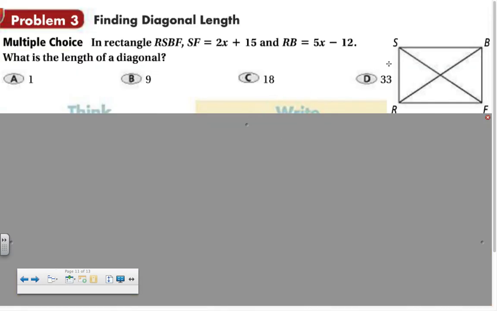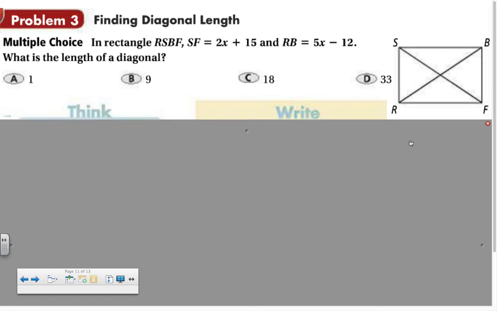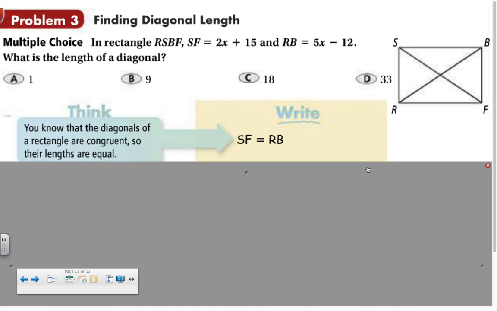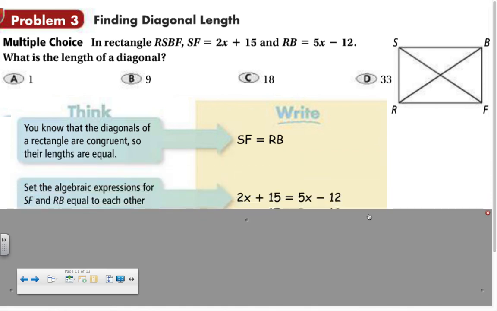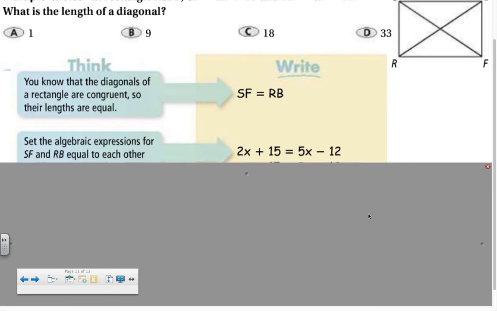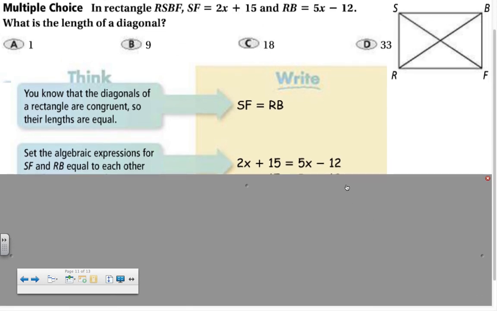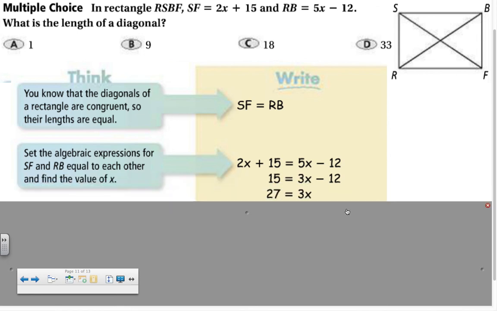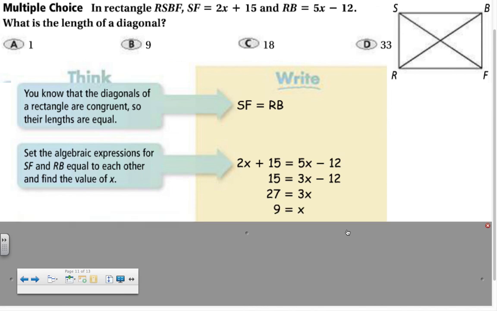In the rectangle RSBF, we know that SF is 2x plus 15, RB is 5x minus 12. Find the length of a diagonal. We know that the diagonals are congruent, so SF is equal to RB. Then I can replace those with the algebraic expression that I get. And then I'm going to solve this. So I'm going to subtract 2x on both sides, and then I'm going to add 12 to both sides, and then I need to divide by 3.